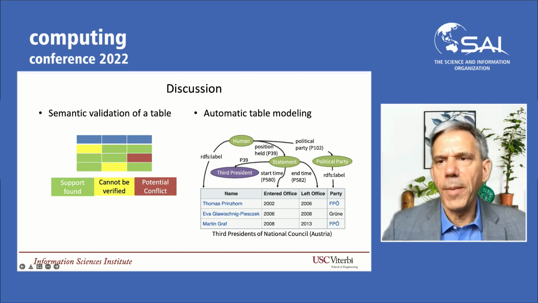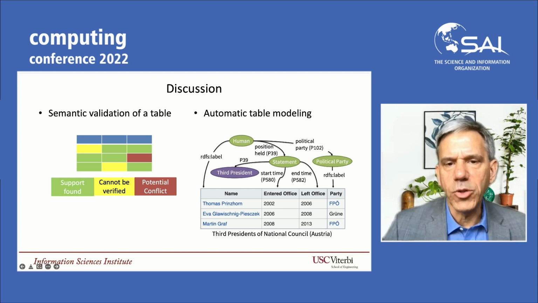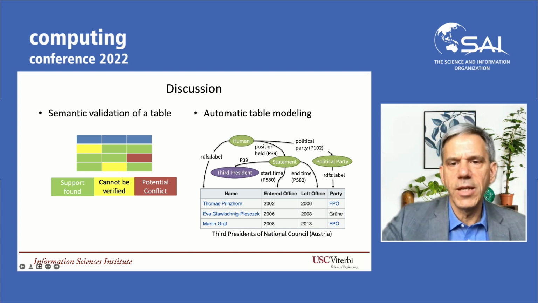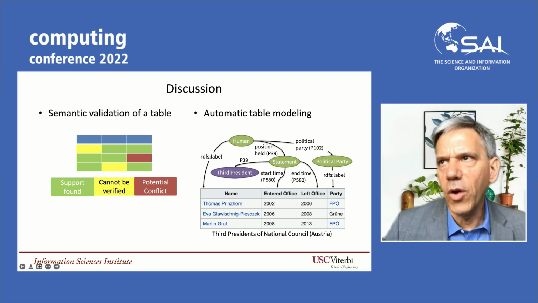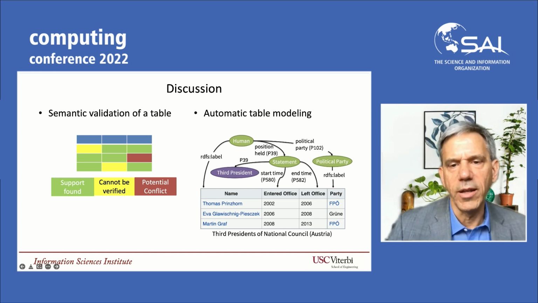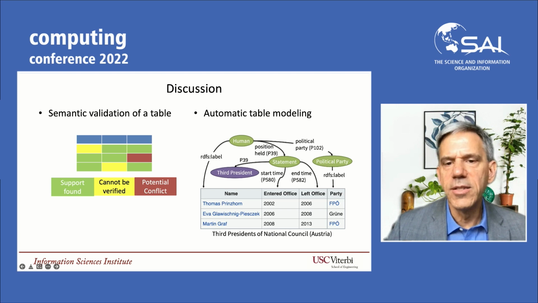So, okay, let me just wrap up then. I've talked about two different technologies for helping with the automation of building knowledge graphs. The first one is this on the left here, this semantic validation of a table. So, taking this table of information and marking it up so that we either say, okay, we found support for this information, there was no information we could find to verify it, or there was a potential conflict. And in a potential conflict case, ultimately you'd probably want to bring in the user to say, is this really a conflict, where they could see both the table information and the text information and determine whether or not there really was a conflict there.